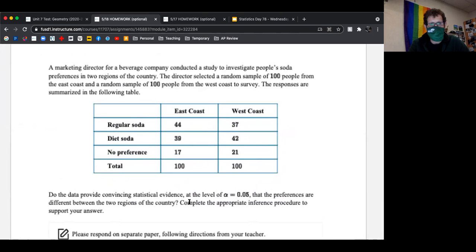independence test. Or wait, this is a homogeneity test. Let me see. Yes, this is a homogeneity test because look, we have two samples. We have a sample from the East Coast and a sample from the West. So this would be a test of homogeneity, but we run it the same way as a test for independence. And anyways, once we run that test on our calculator, you can draw your conclusions that are appropriate. I'm not going to say any more about this one.